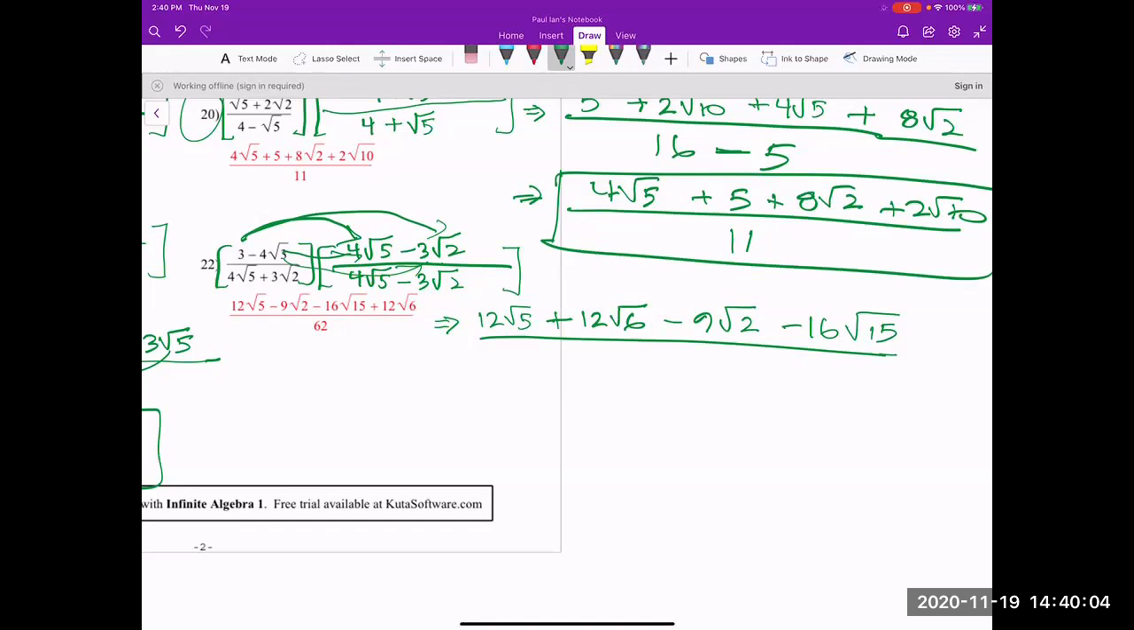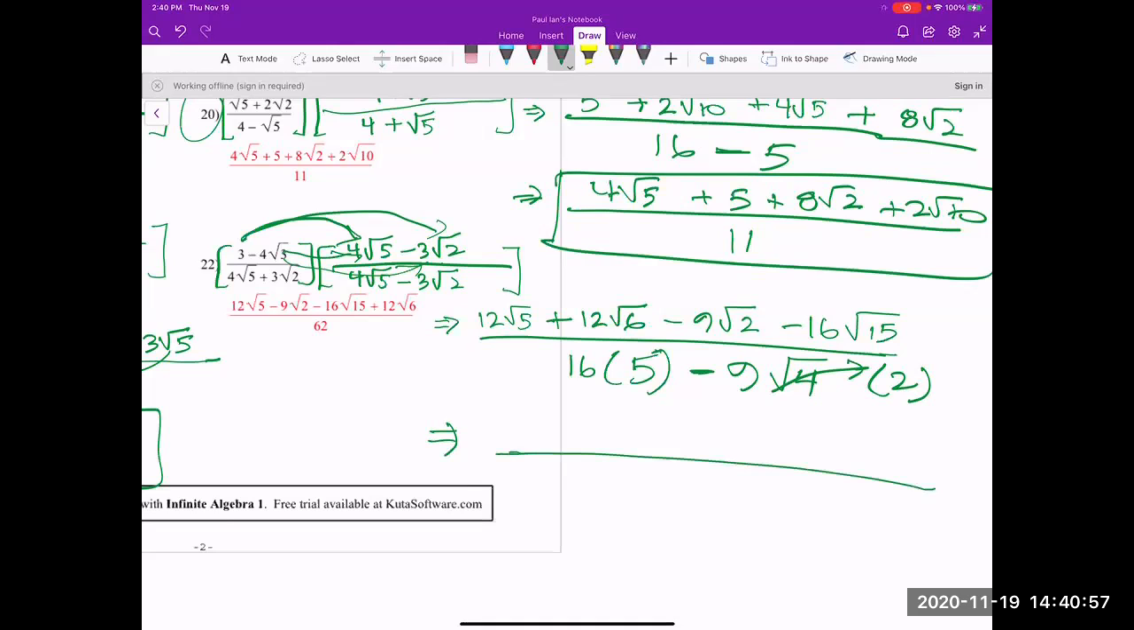Okay, what about the bottom? 16 times 25. Okay, good. 16 times 25, or root 16 times root 25, right? 16 times 5. Okay, good. And then -9 root 4, which is what? -9 times 2.